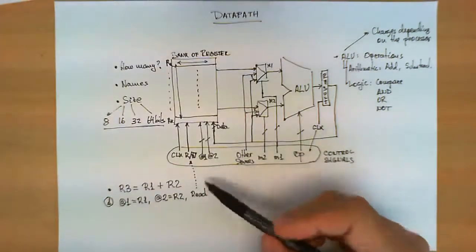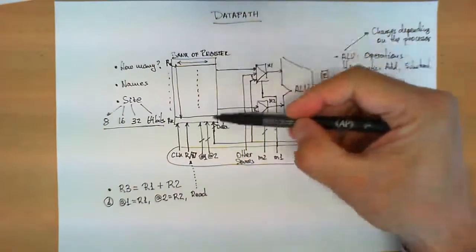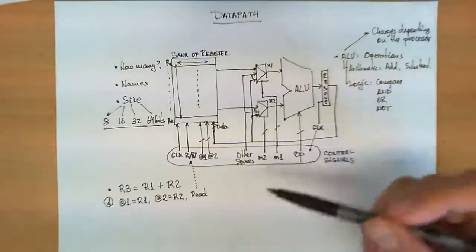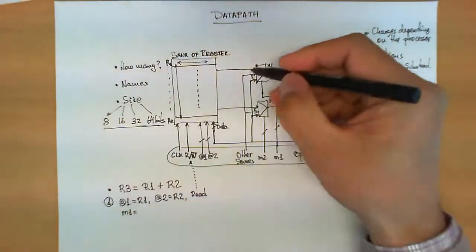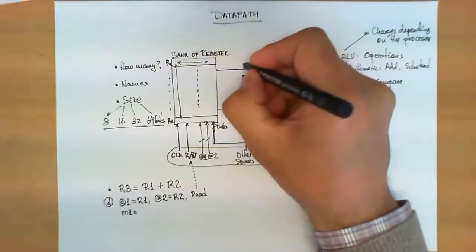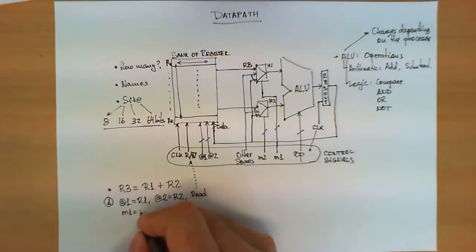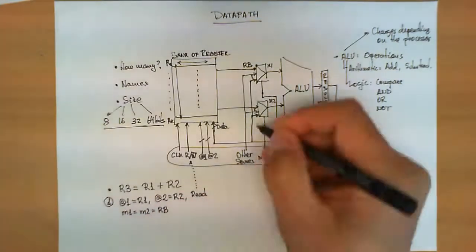Additionally, once we set the proper address here and the read operation here, we see that the bank of registers is going to set these outputs to the proper value. At the same time, M1 should be selecting this input here. Let's call it RB, as in register bank. So M1 and M2 both should be selecting the input coming from the register bank.